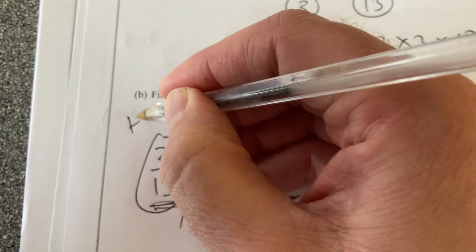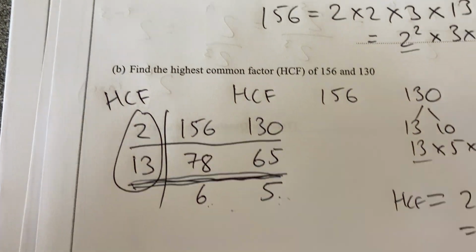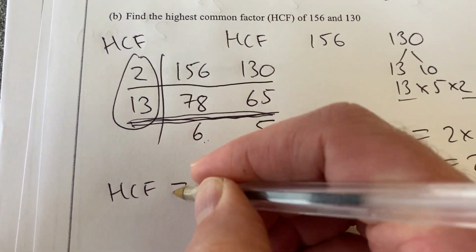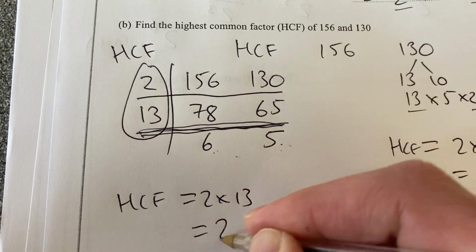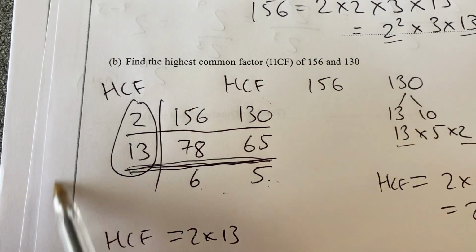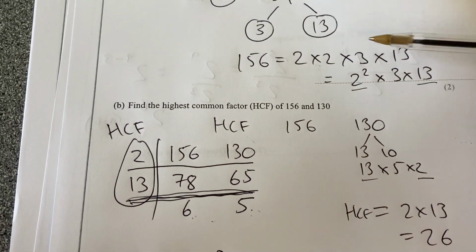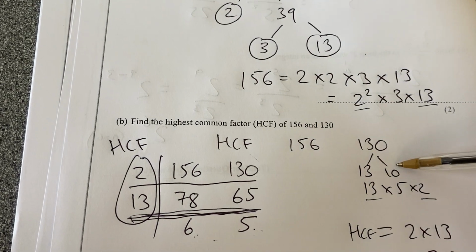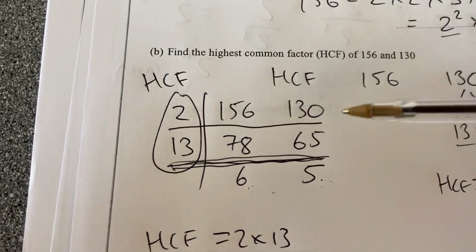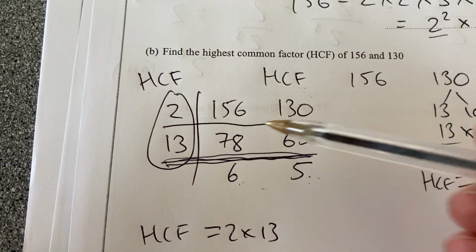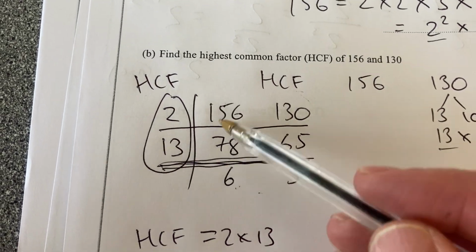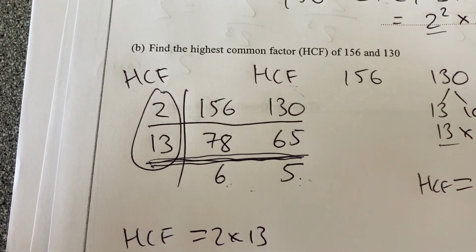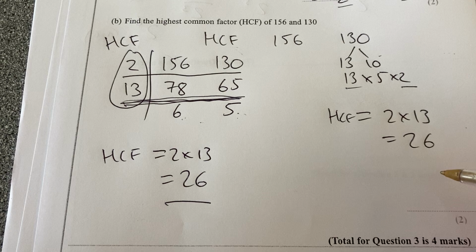And the product of that column is the highest common factor. So the highest common factor there is 2 times 13 is 26. The reason I showed this method is that I didn't have to do 2 separate prime factor trees. I could do it all in one table, which in effect is part of that prime factor tree there. Either way, I get 26.